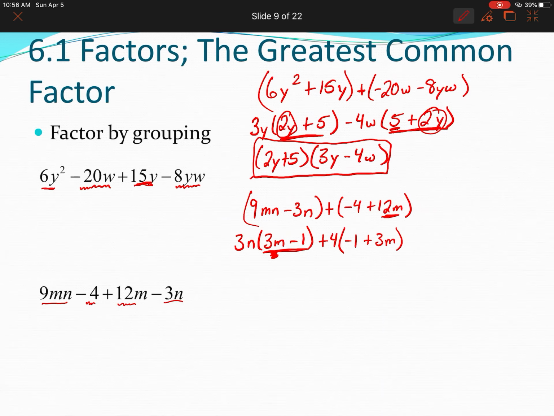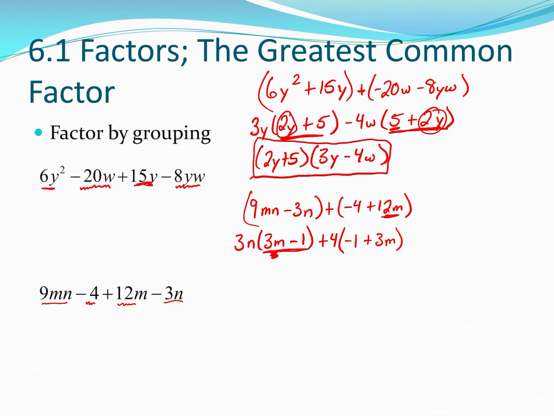And now again, 3m minus 1 and negative 1 plus 3m, they're the same thing, right? Just written in the opposite order. And so now that is our greatest common factor, 3m minus 1. And when you factor it out of each term, you're left with 3n plus 4.